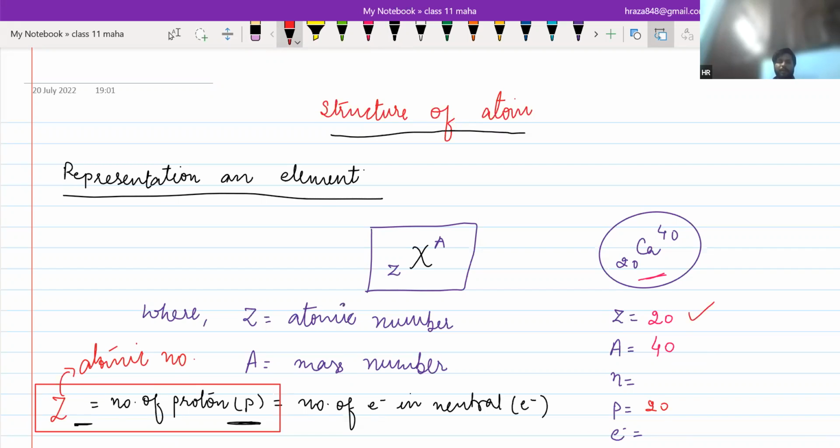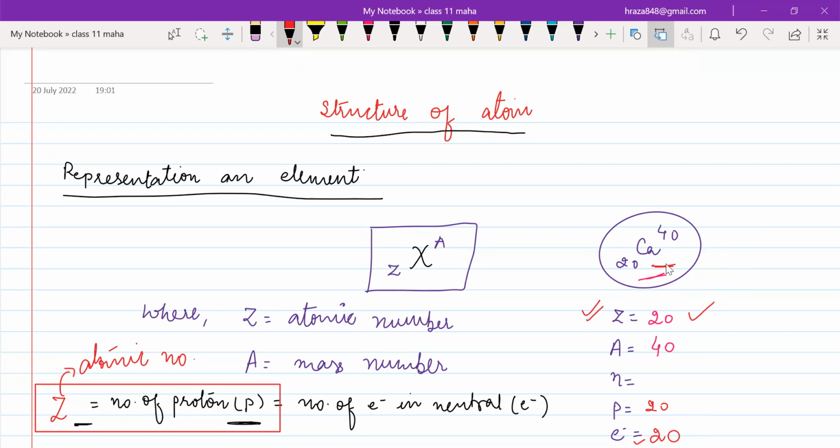Now come to electron. If there is a charge on the atom, that means it is not neutral. But if it is neutral, as we can see on Ca, calcium, there is no charge. In this case, the number of electron will be equal to atomic number. That's why the number of electron will be 20. Are you getting my point, Maha?